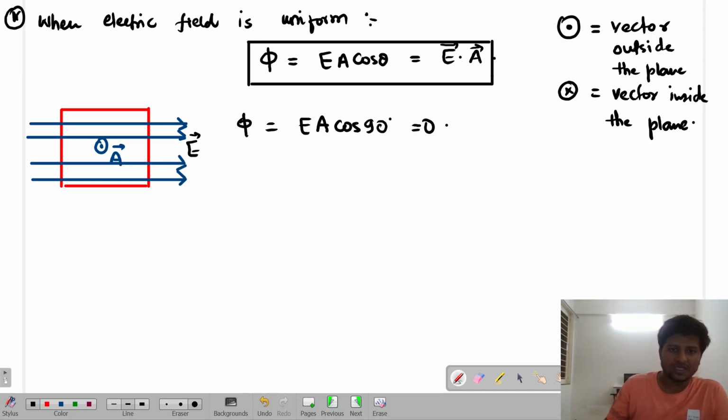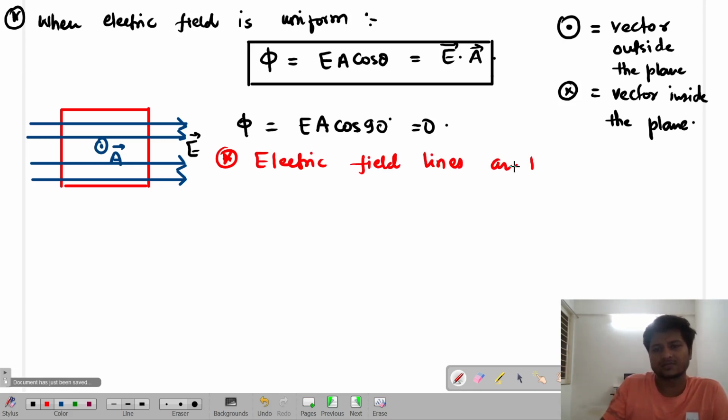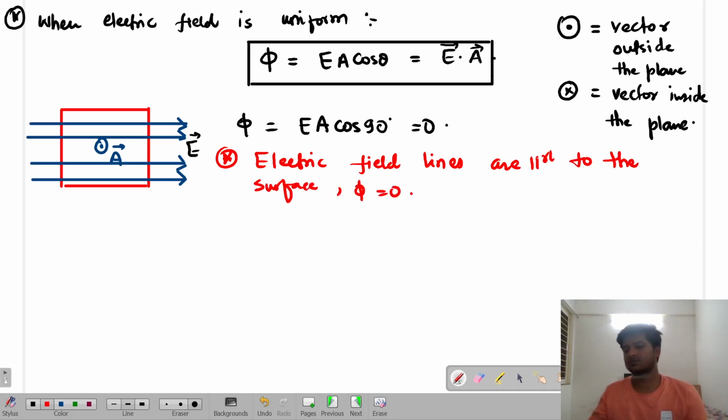So that means whenever electric field lines are parallel to the surface, then my flux is always 0. ठीक है? अब ये parallel to the surface does not mean it is parallel to n vector. It does not mean that. First thing is you need to keep in your mind. Right or not? Parallel to surface means it's parallel to the plane, but normal will be perpendicular to the particular surface or not.